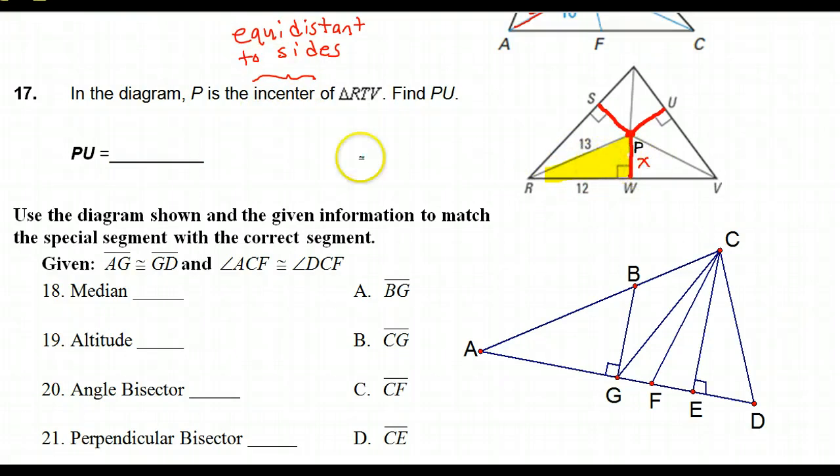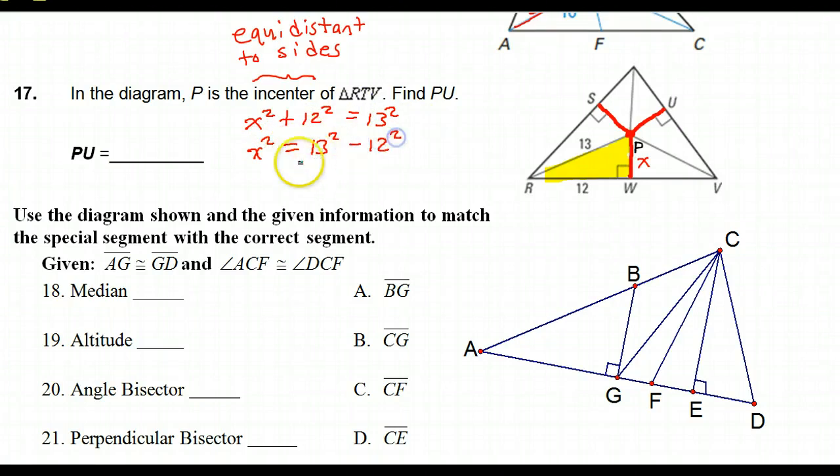So if we do the Pythagorean theorem, we're doing x squared plus 12 squared equals 13 squared. So that's x squared equals 13 squared minus 12 squared, taking the square root of both sides. All right, and I could put that whole thing in my calculator like I did last time. But I know this is going to be 5. So x is 5, that means PW here is 5, which means PU is also 5. All right, a little Pythagorean theorem there for you.